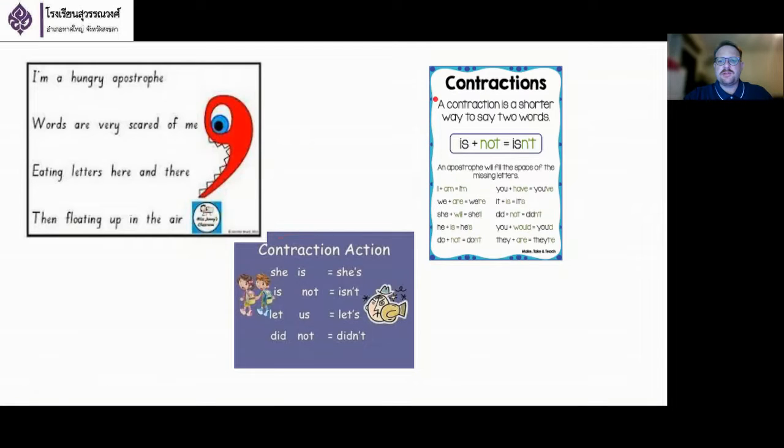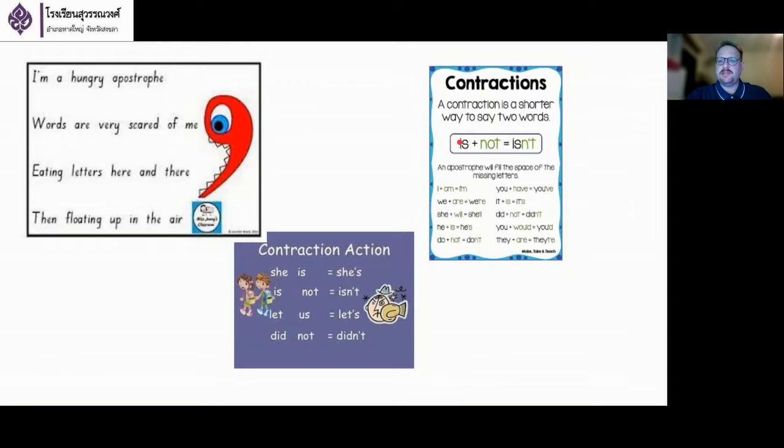We're going to talk about contractions and how they are used and how they are put together. This is an apostrophe. This guy right here, he's got teeth and an eyeball, and he is what links two words together, but first he gets rid of a letter in the second word.